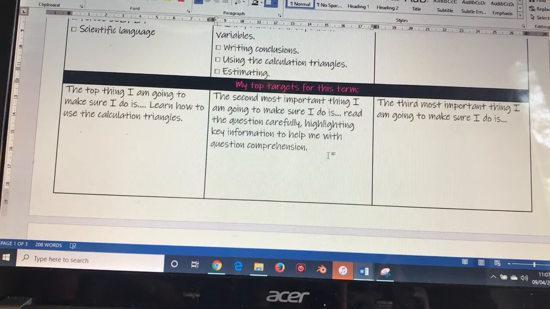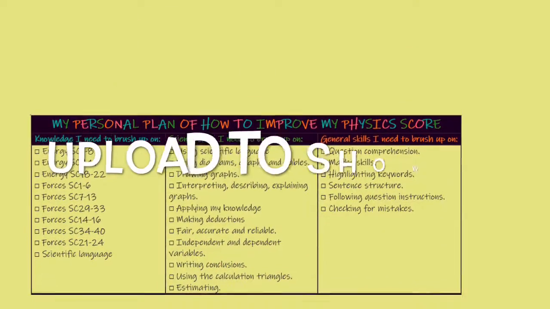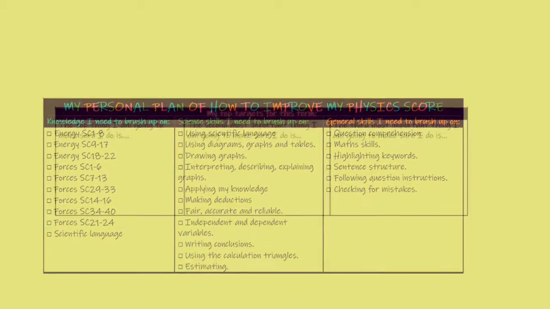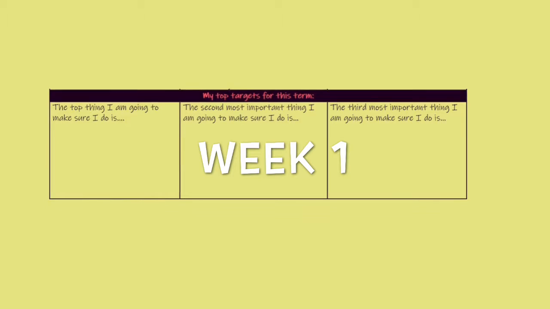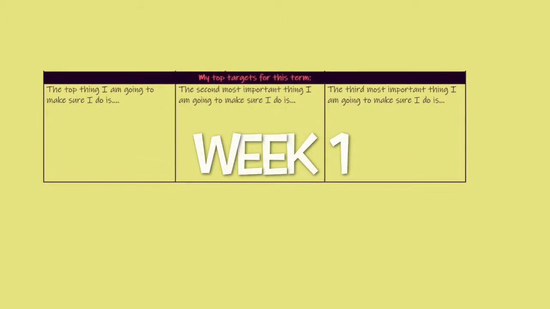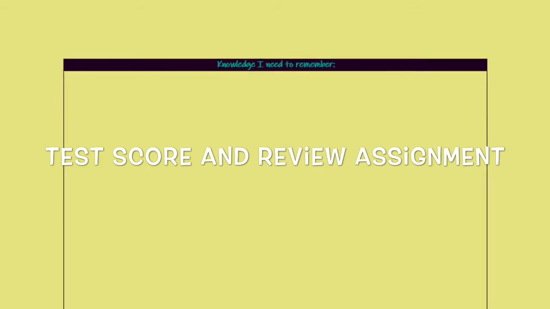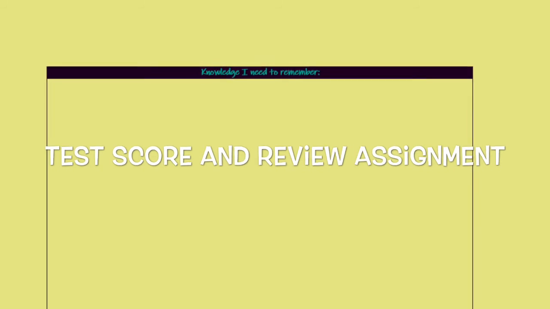Okay, and that is you done with lesson 3 for this week. And that's us done with physics. So next week we'll be moving on to some biology. I'd like you to upload your improvement plan to Shobi. So if you go to week 1, you will see an assignment called Test Score and Review. If you could upload it there and anything else that you need to upload from this week.